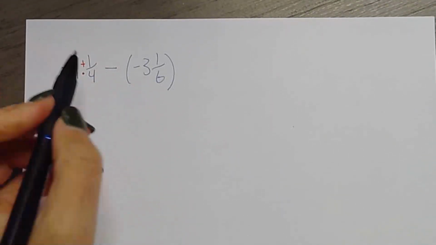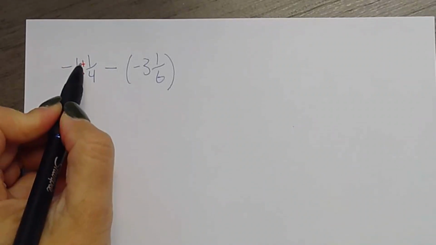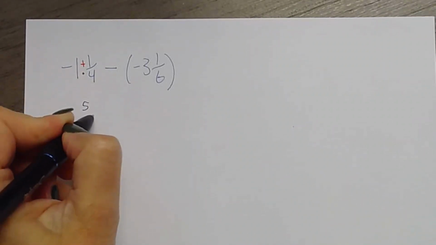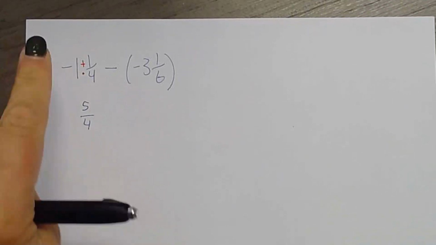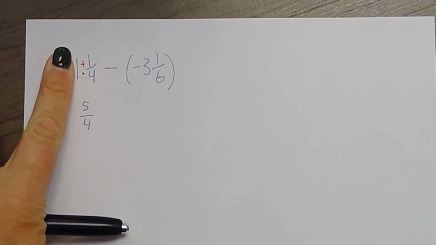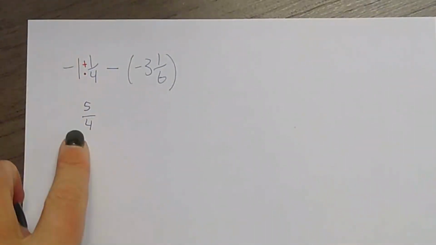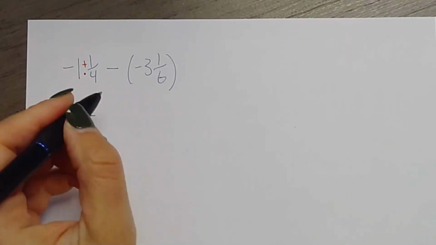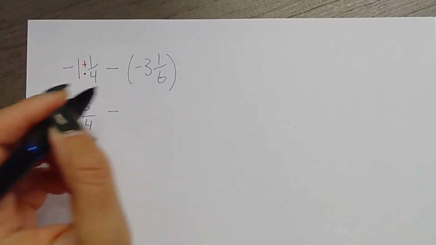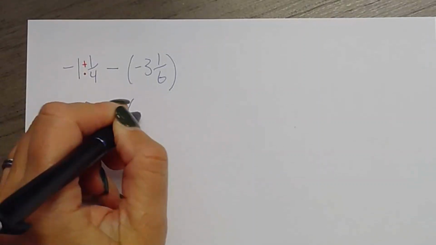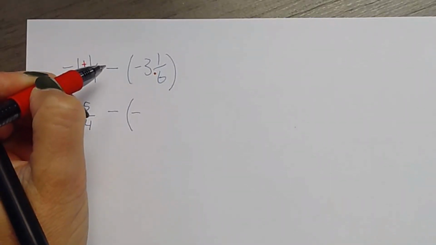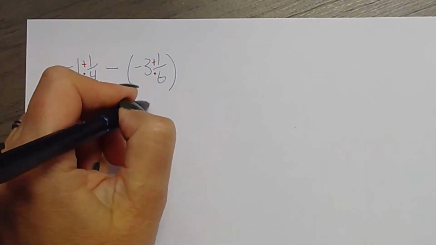So 4 times 1 is 4. 4 plus 1 is 5. And notice while I'm doing this, I'm ignoring the negative sign. So you're just dealing with just the mixed number by itself. Now I'm going to put the negative sign back on there. And then I'm going to do the same thing for the other one. 3 times 6 is 18. 18 plus 1 is 19.